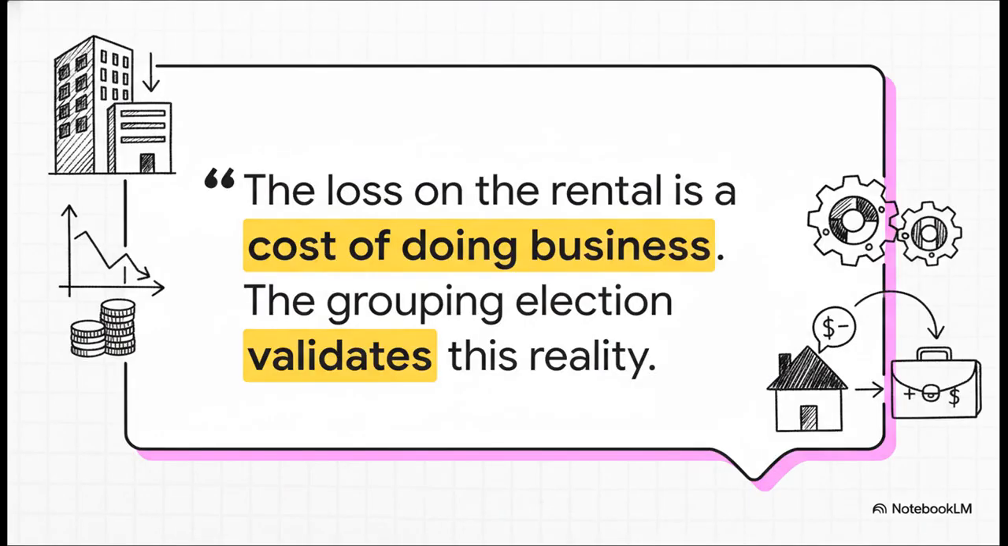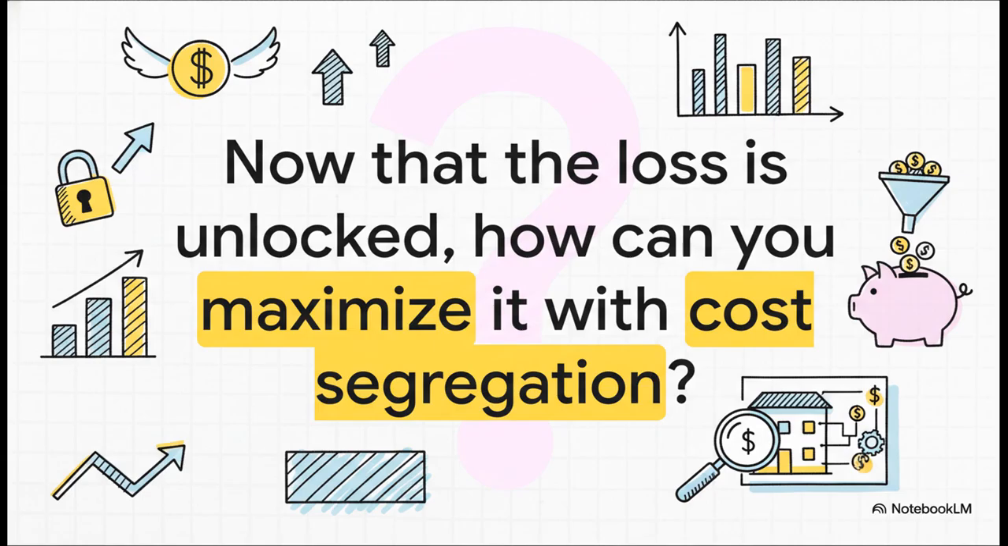And really, this quote brings it all home. When you think about it, the loss on your building isn't a failed investment. It's a cost of doing business. It's part of the price of running your company. And all the grouping election does is it lets the tax code finally catch up to that common sense economic reality. So let's wrap up with a final thought to chew on.